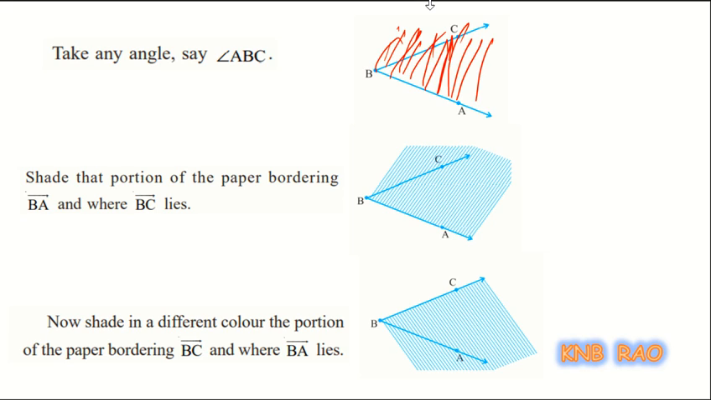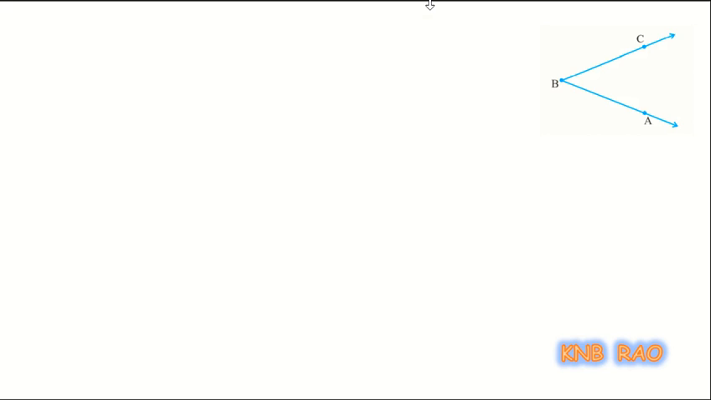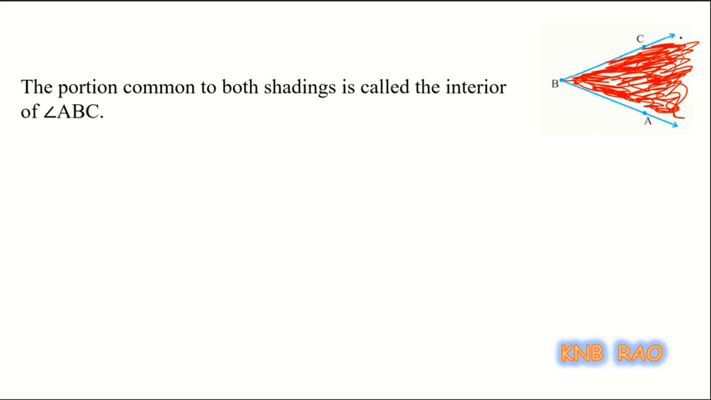Students, now the common portion that you are going to have will be here, isn't it? This is going to be the common portion, right? Now tell me, is it going to end? The common portion to both shadings is called the interior of angle ABC. Is it going to end? Tell me. Yes or no?